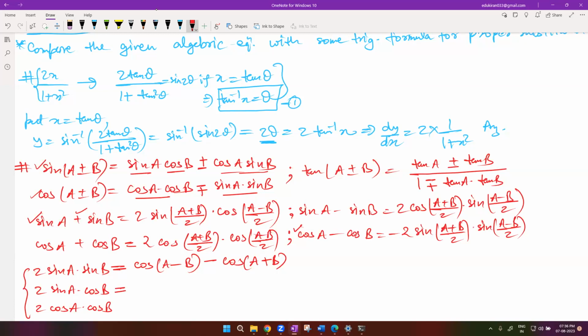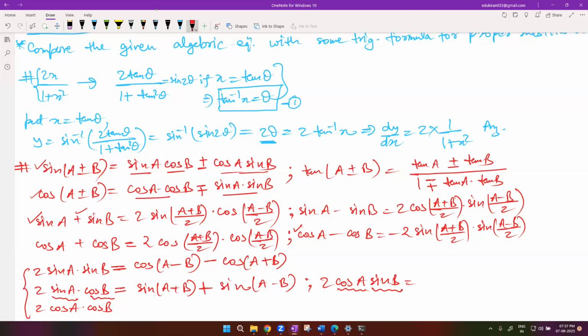So 2 sine A cos B will be sine of A plus B plus sine of A minus B. And let's say now in place of this, we have this. First, understand the concept. They both are the same kind of functions. This is sine A cos B.